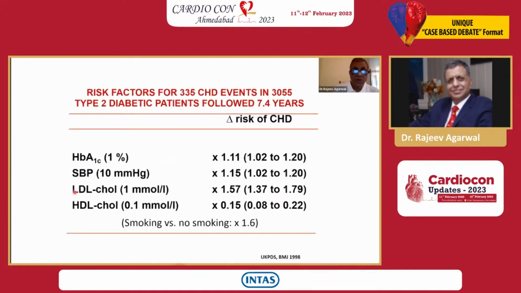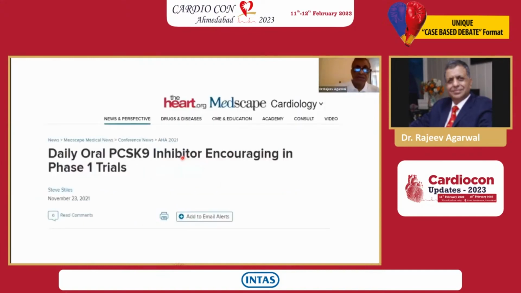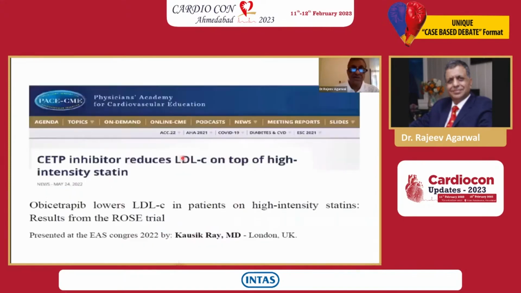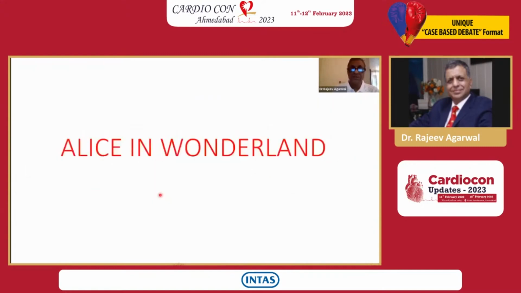What is the current perspective? Out of all the risk factors, LDL reduction is the most important risk reduction. And that is what we focus on: in patients who have high TG, high LPA, probably we have to be more aggressive on LDL lowering, and Koch's postulates can easily be translated to LDL lowering. So once you find high TG or high LPA, these patients need to be treated with different drugs like oral PCSK9 and CETP inhibitors, which are coming up in a big way, and you can get another LDL reduction to the tune of about 45%.